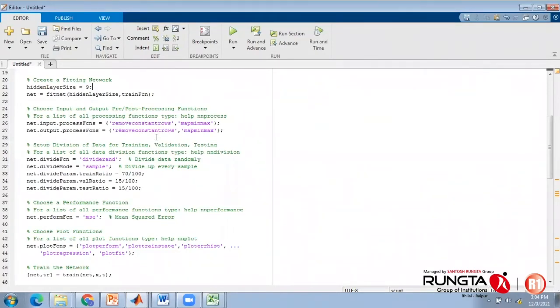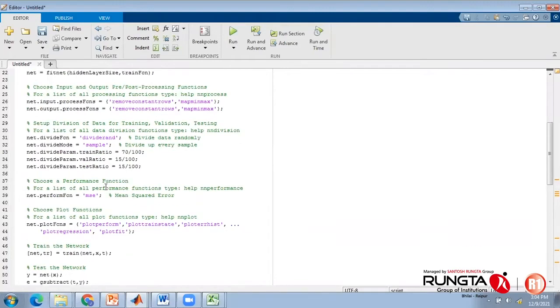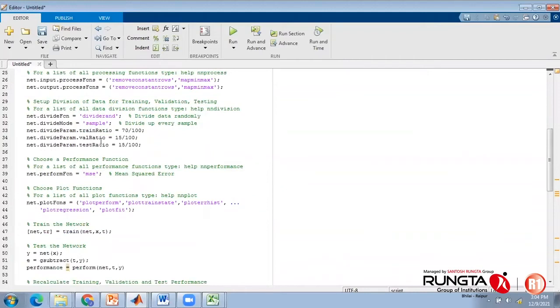Then remove constant rows, mapminmax. So it is basically pre-processing data. This is a stage wherein pre-processing can be performed. In the next section, it is actually the division of the data. So we already had a clear-cut division of 70%, 15%, and 15%. So this is a clear-cut division of the data.